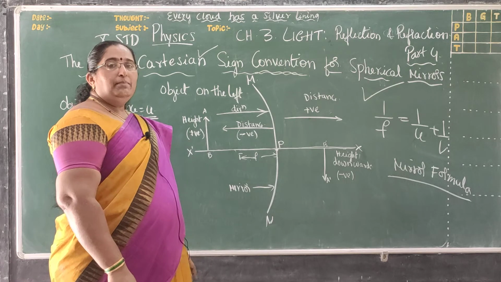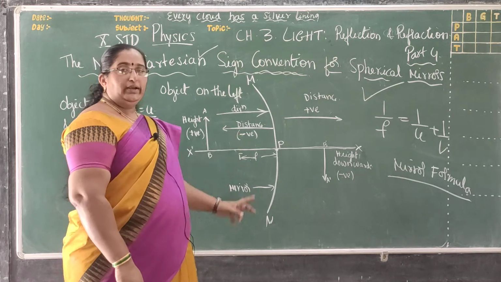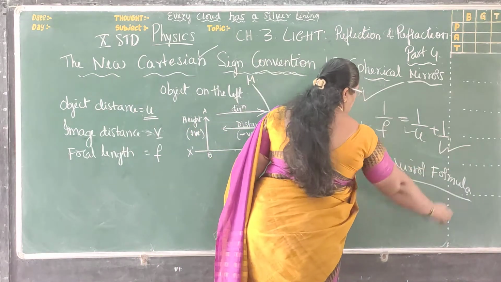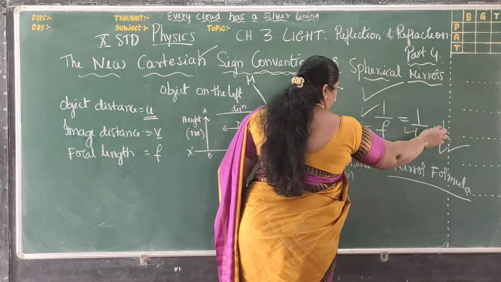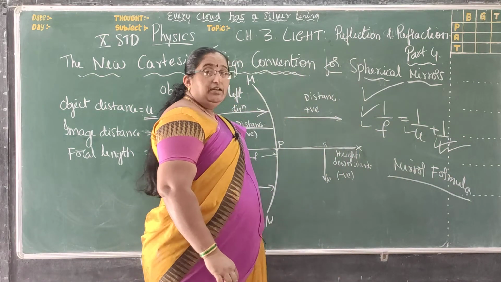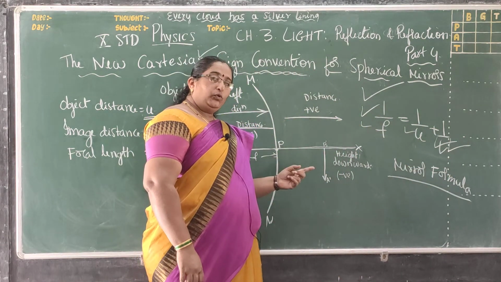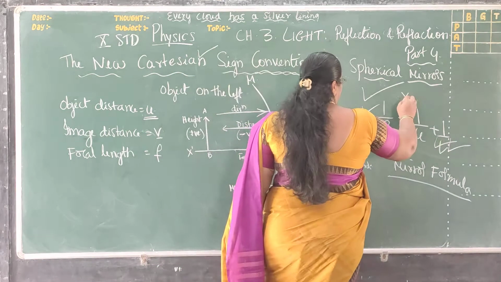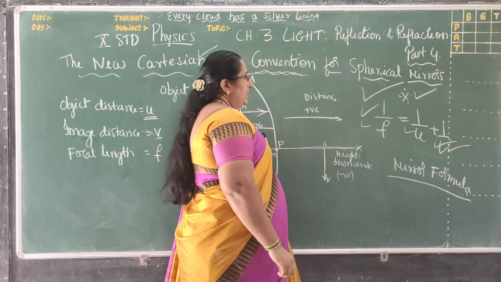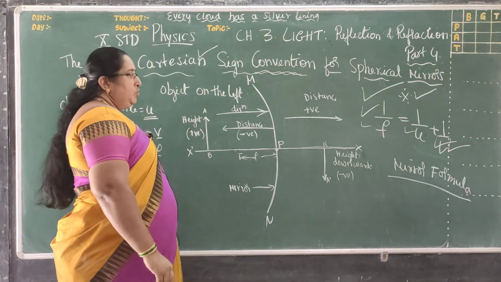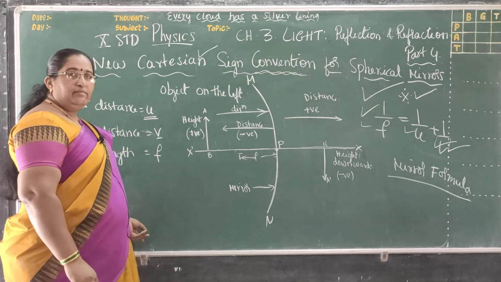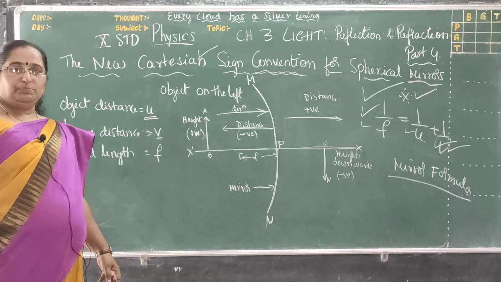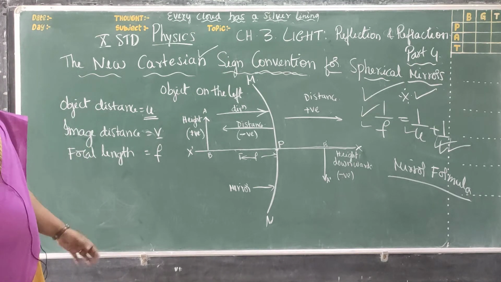So if you know the image distance and object distance, you can calculate the focal length, or if you know the focal length and object distance, you can calculate the position of the image, or if you know the focal length and the position where the image is formed, you can calculate the position of the object. This is a very important formula for solving numericals. The new Cartesian sign convention is universal and applicable to all spherical mirrors irrespective of where the object is placed.